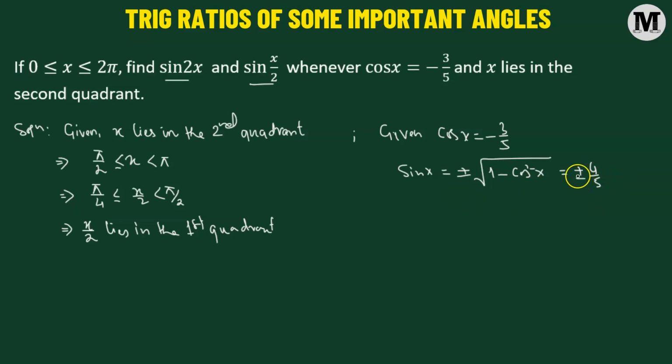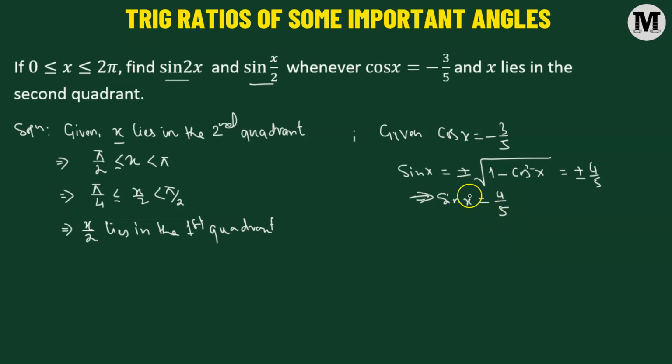But we're getting two values here, one positive and one negative. So we go to the fact that x lies in the second quadrant, where the sine function is positive, which means we have to consider the positive value of sine x. So sine x is going to correspond to 4 over 5.